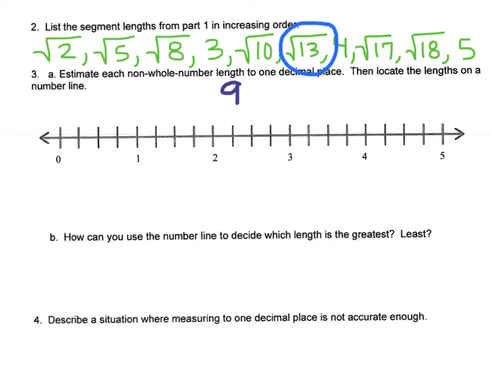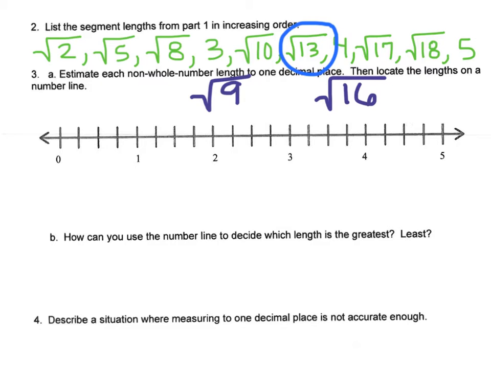The perfect square number that's closest to 13 but more than 13 is 16. Now, we're not actually looking at the number 13, we're looking at the square root of 13. So I'm going to take the square root of 9 and the square root of 16. So what I know is that the square root of 13 is going to be somewhere in between the square root of 9 and the square root of 16.